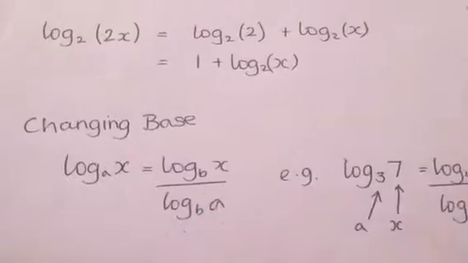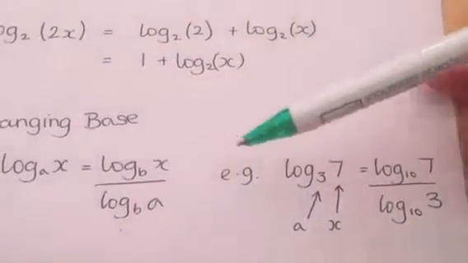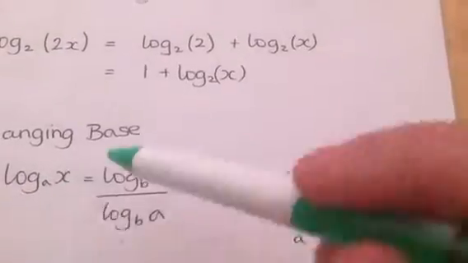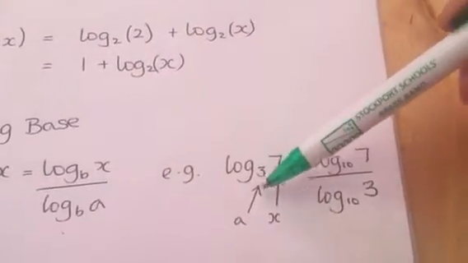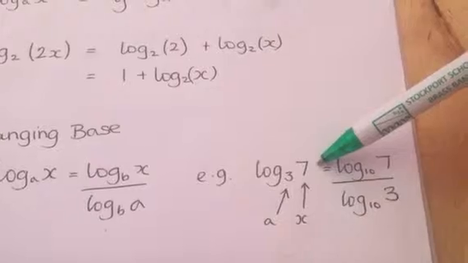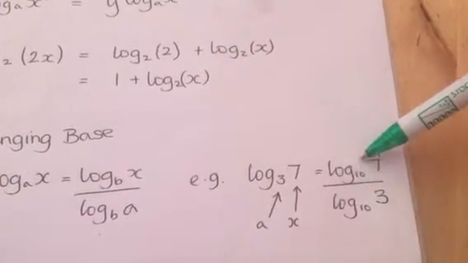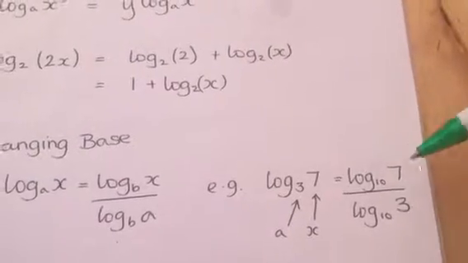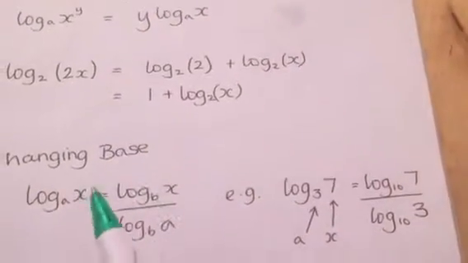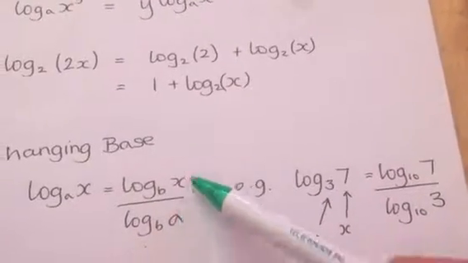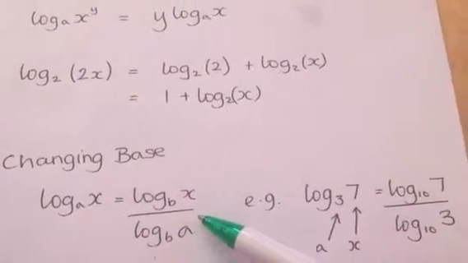And then basically say you wanted to change this to base 10, this is my a, this is my x, so I put my new base in here, which is base 10, so log of base 10 over 7 is log of base 10 of 3. All you need to really know for this is that if you ever need to change base, or you're in different bases, look at the formula in the formula book.